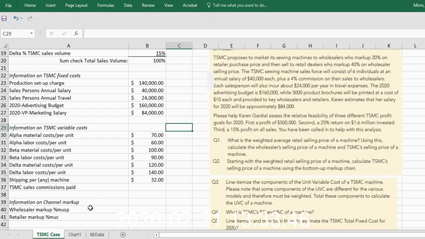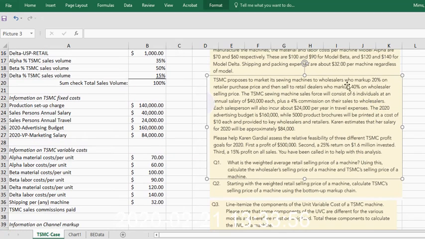We're looking for the markup on sales costs for the channel. Here we go. The proposed market of sewing machines to wholesalers who mark up 20% on retail purchase price. So that is wholesalers mark up 20% on wholesaler's sales price, because the wholesaler's sales price is retailer's purchase price.